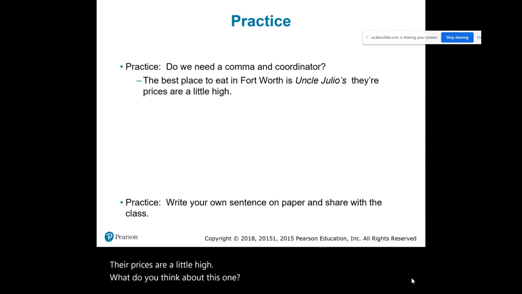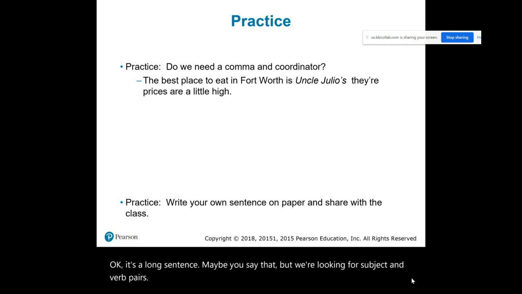It's compound. Yes, it's compound. Why? Because... I don't know. Okay, it's a long sentence, maybe you say that, but we're looking for subject and verb pairs.